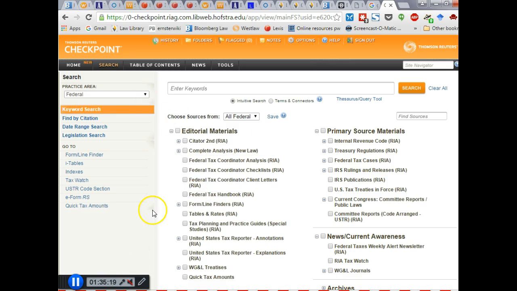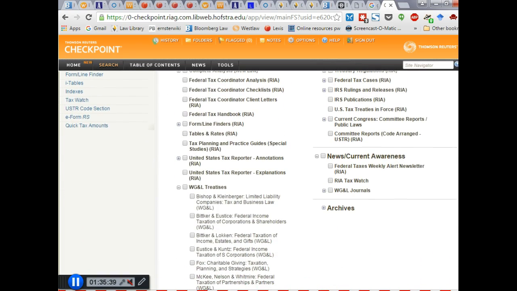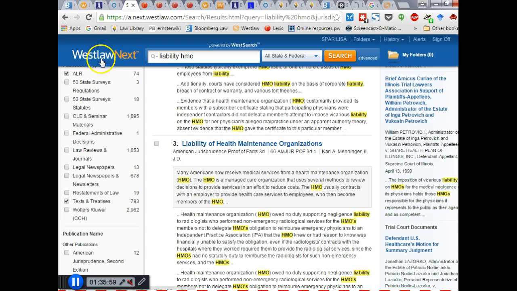You see editorial materials, and then WGL is just the name of a publisher, Warren, Gorham, and Lamont. You don't need to know that. Just know you don't have to worry about WGL. But here are treatises. So here would be another place you would find treatises, and you can actually look at the specific ones listed there. Okay, let's move on to Lexis and Westlaw, and Bloomberg, I'm not sure we'll get there, we'll see how that goes. But that probably is where you'll be looking most frequently for treatises.